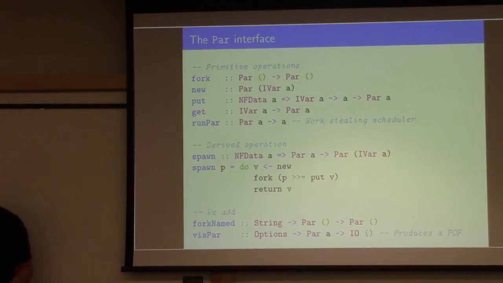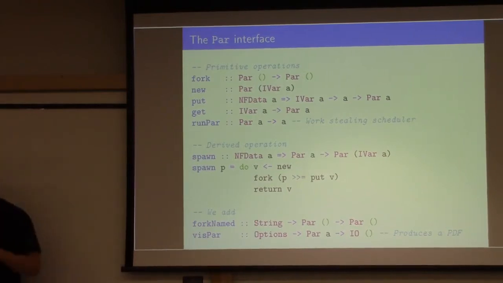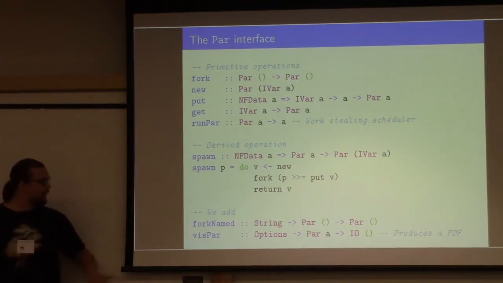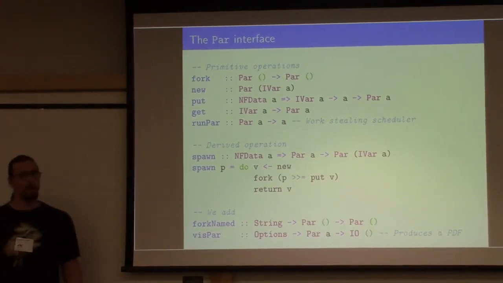And to this interface, we only add really two key functions. One is forkNamed, which lets us, instead of just forking a thread, give it an identifier, and this is how we produce the fib5, fib4, fib3, and so on names in the previous picture. And similarly, we have visPar, which, given some options and a computation, will produce a nice PDF file, which the students can use to understand the parallel code.